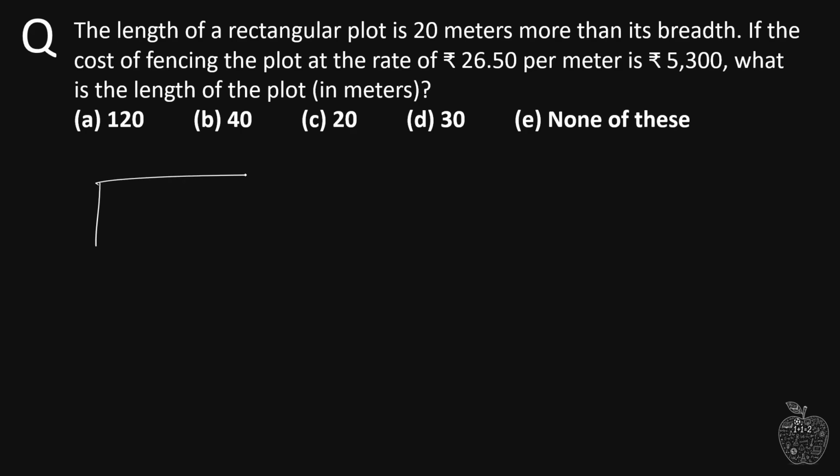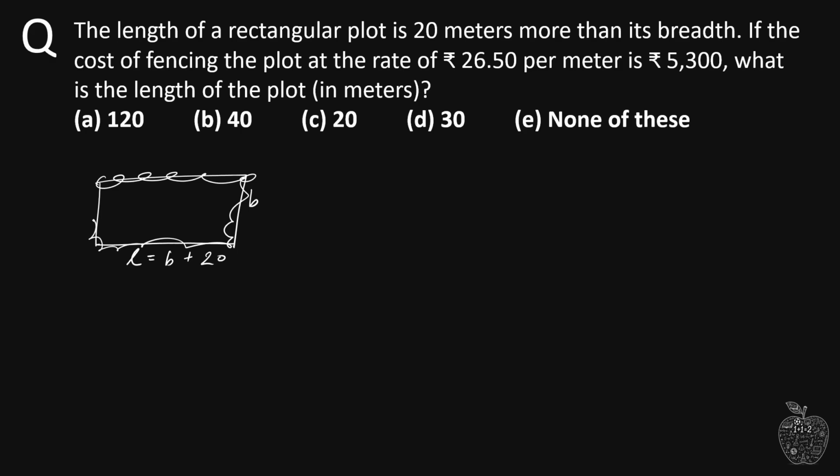So this is the rectangular plot here. This is the length, this is the breadth. The question is telling me the length of a rectangular plot is 20 meters more than its breadth. Alright. If the cost of fencing the plot at the rate of 26.5 per meter is 5300, what is the length of the plot? Now fencing is always done on the sides of the plot, right?